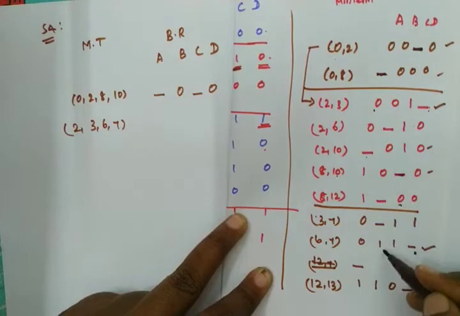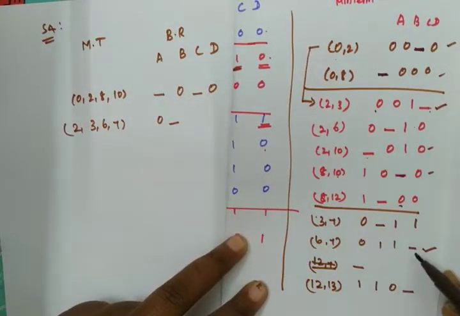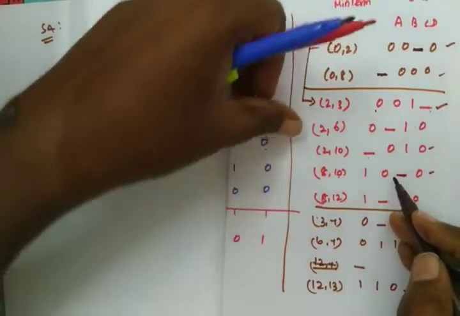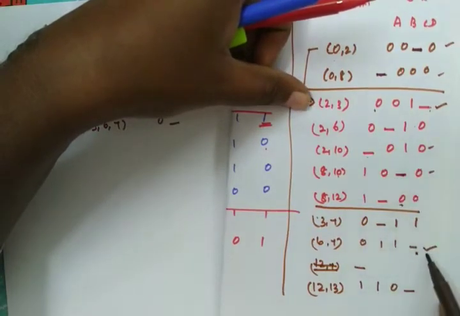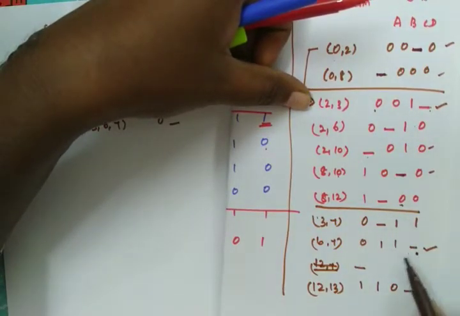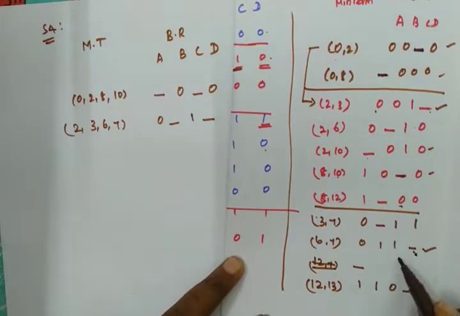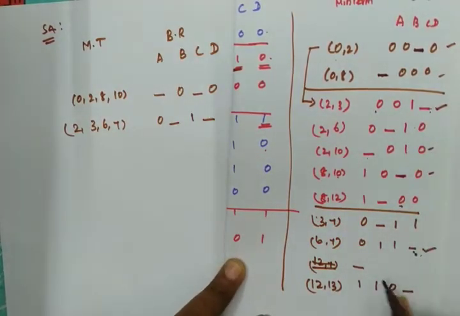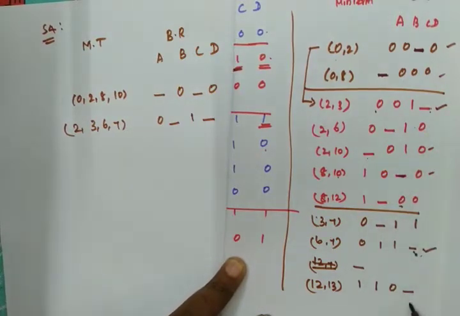0 is changed to 1. 0 dash, 0 dash, then here we have 1. Sorry, one minute. 2, 3, 6, 7. 0 dash 1 dash. 0 dash 1 dash, 2, 3, 6, 7. 0 dash 1 dash. Next we have dash in the 12, 13 also.